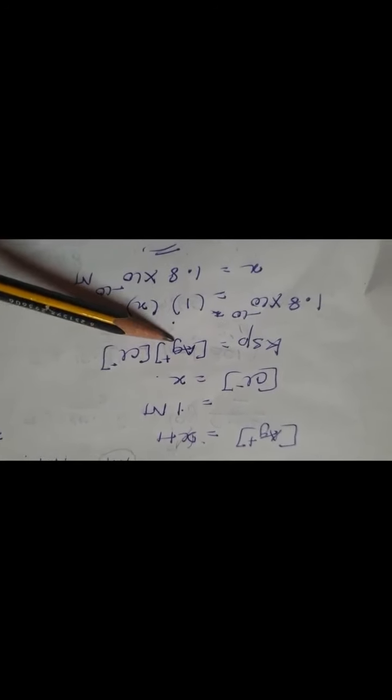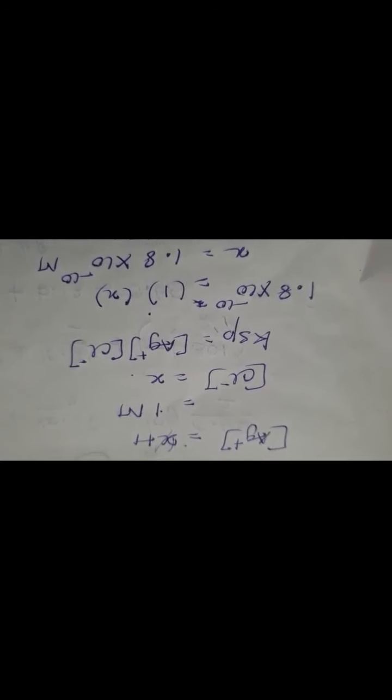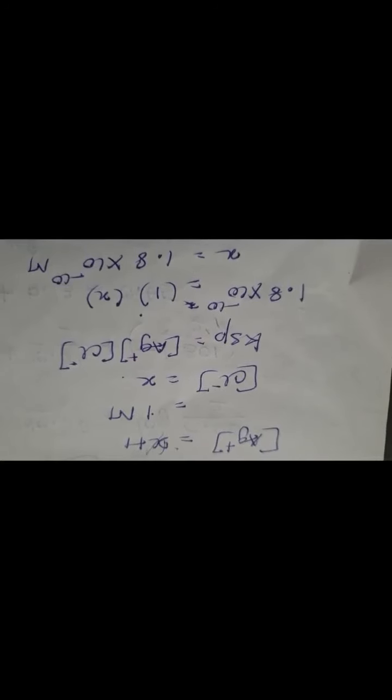Okay, so Ksp is equal to Ag plus concentration times Cl minus concentration. The Ksp value is given as 1.8 into 10 power minus 10. So substitute the value of Ag plus as 1, and the Cl concentration is taken as x. Taking x to the left hand side, you get 1.8 into 10 power minus 10 m. That is the molar solubility of AgCl in 1 m of AgNO3.